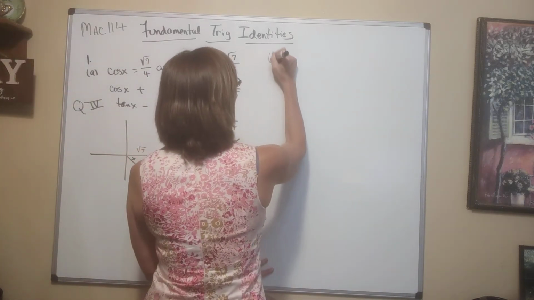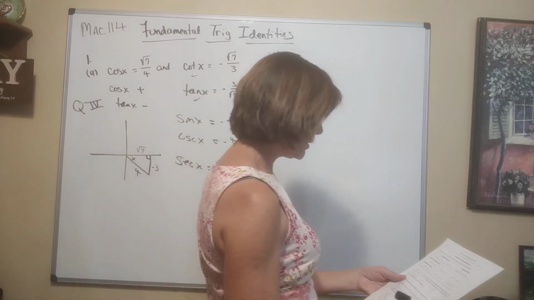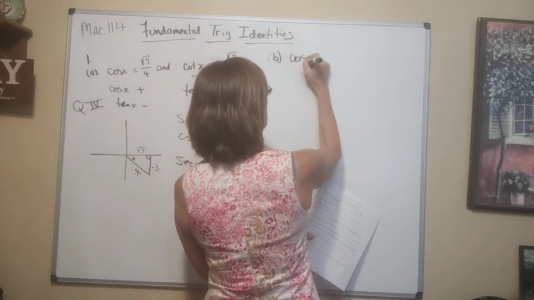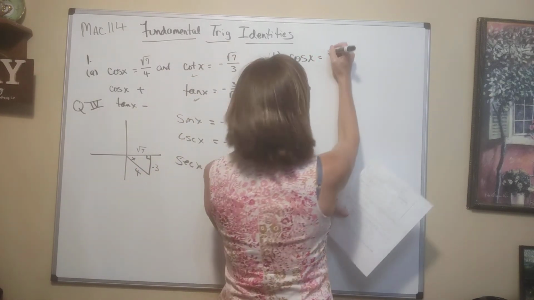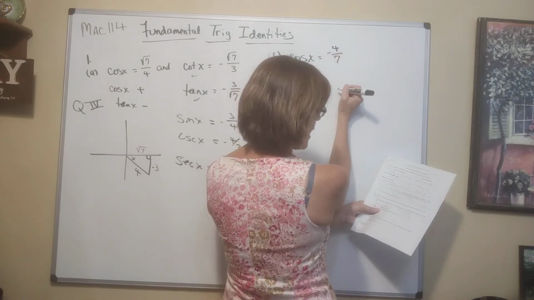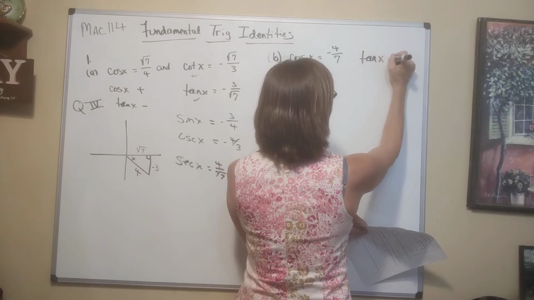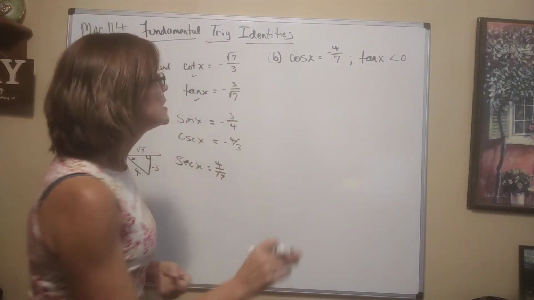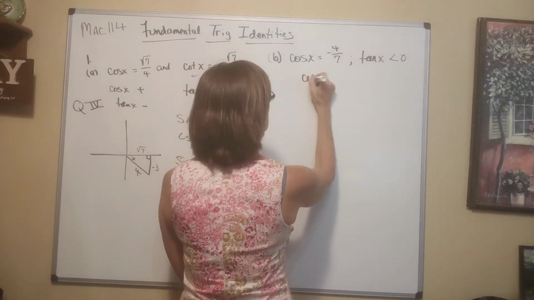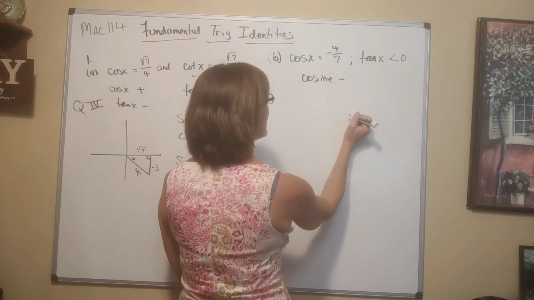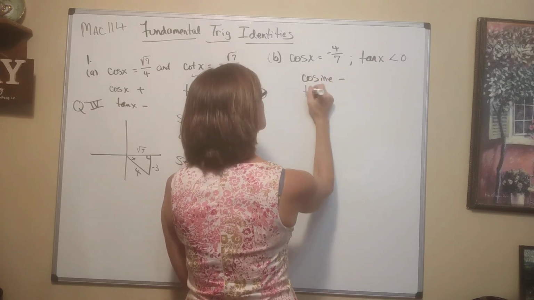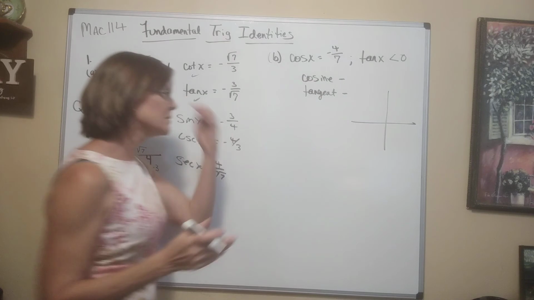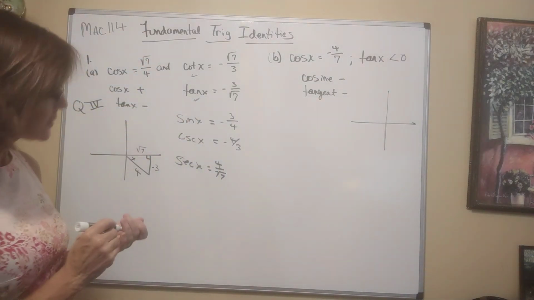Let's do B. B says, and I changed this one up from the original, so I make sure I write down the right thing, that they give us this information, that the cosine of x is negative 4 over 7, and that the tangent is less than 0. These are the two conditions. Well, what this is telling us is that the cosine is negative, and that the tangent is also negative.